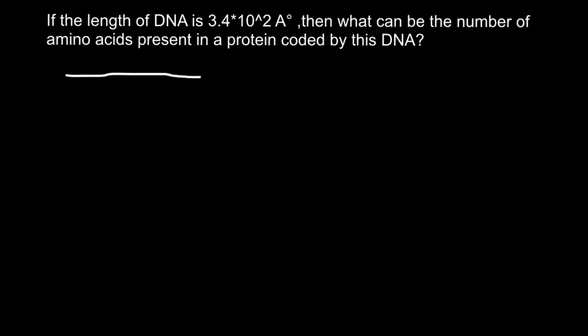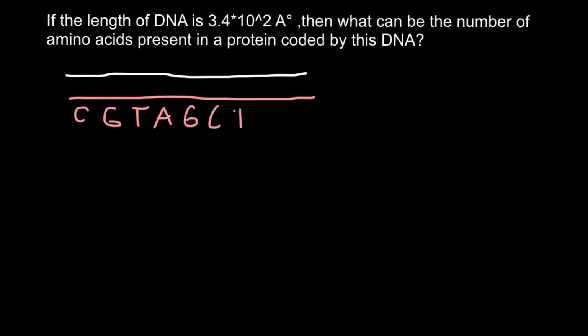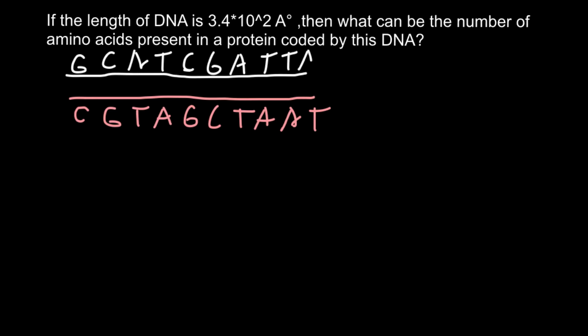So here is the double-stranded DNA, and this is the linear form. On one strand we may have, say, C, G, T, A, G, C, T, A, T. Then on the corresponding strand of the DNA we would have G, C, A, T, C, G, A, T, T, A. So this is once again a linear representation of the double-stranded DNA.